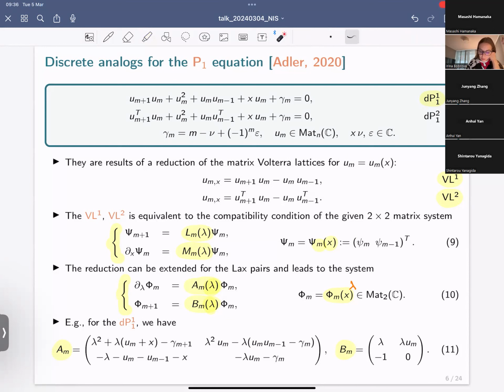So we can write down the compatibility condition for this system. If we substitute these matrices A and B into this compatibility condition, we obtain the discrete analog for the Painlevé 1 equation.